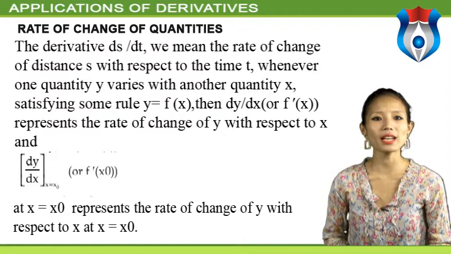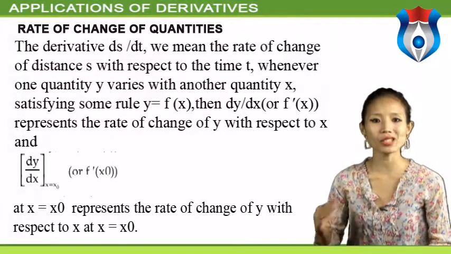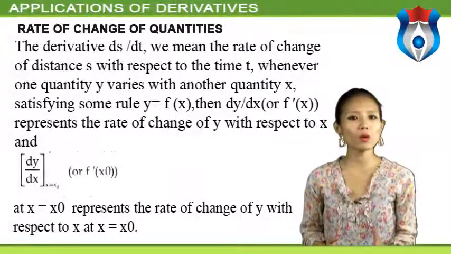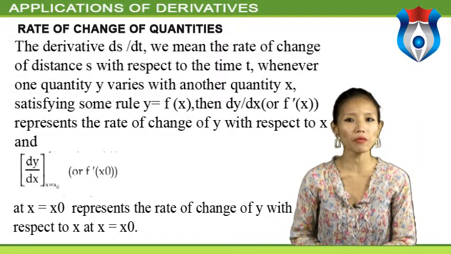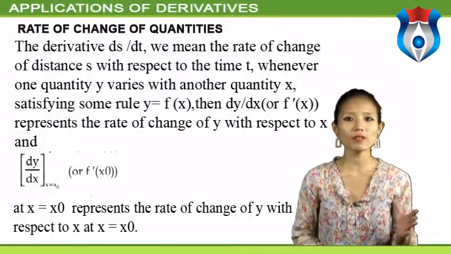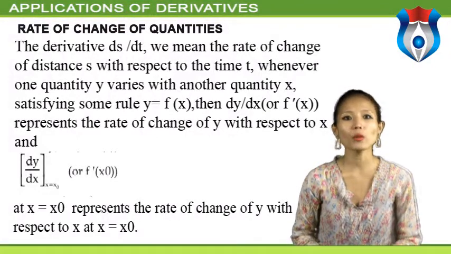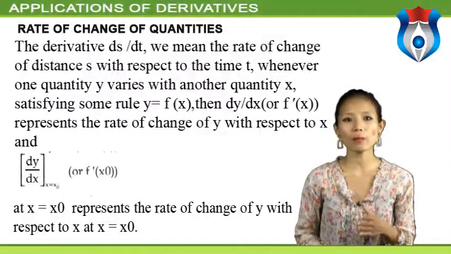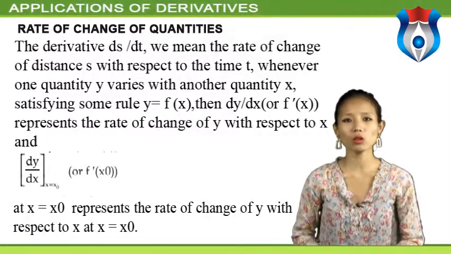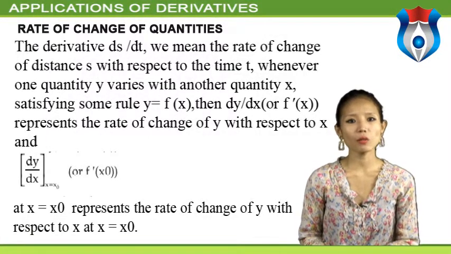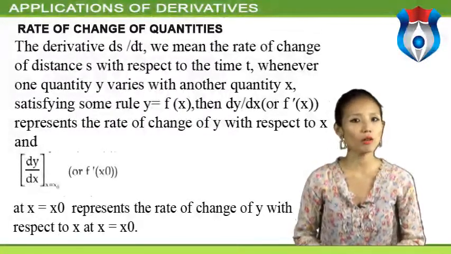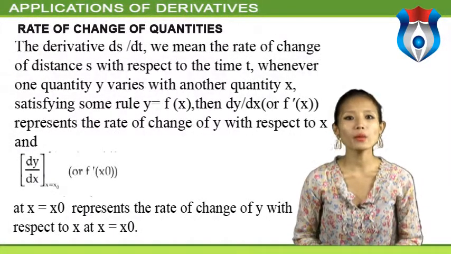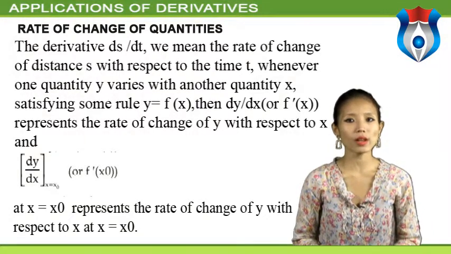Let's discuss the rate of change of quantities. By the derivative ds by dt, we mean the rate of change of distance s with respect to the time t. Whenever one quantity y varies with another quantity x, satisfying some rule y equal to f of x, then dy by dx or f dash x represents the rate of change of y with respect to x, and dy by dx at x equal to x0 represents the rate of change of y with respect to x at x equal to x0.